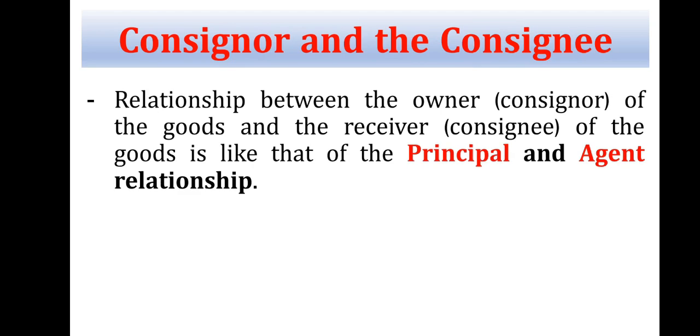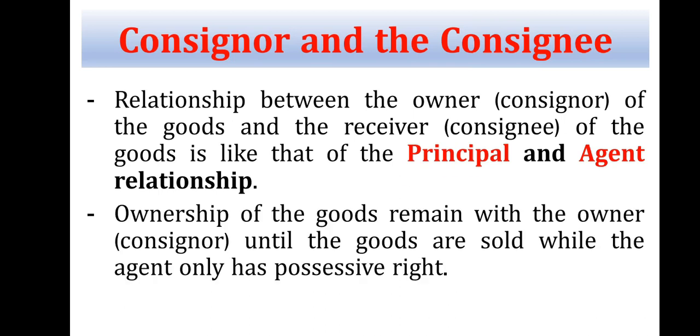So, consignment and consignee. What is the relationship between the consignor and consignee? The relationship between the consignor and consignee is like that of the principal and agent relationship. That is, the ownership of the goods remains with the owner, who is the consignor, while the consignee only has the possessive right.